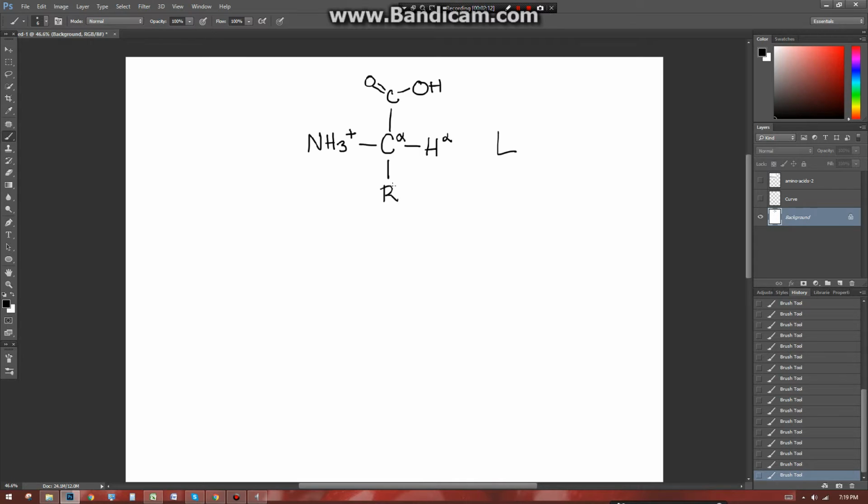So the only amino acid that's not going to be chiral is glycine, and that's because this R group is also going to be a hydrogen. So there's not going to be 4 different groups attached, just 3: the hydrogen, carboxylic acid, and amine group. And so that's just 3. So glycine is the only one that's not optically active. It's the only one that is not chiral, glycine, because the R group is an H.